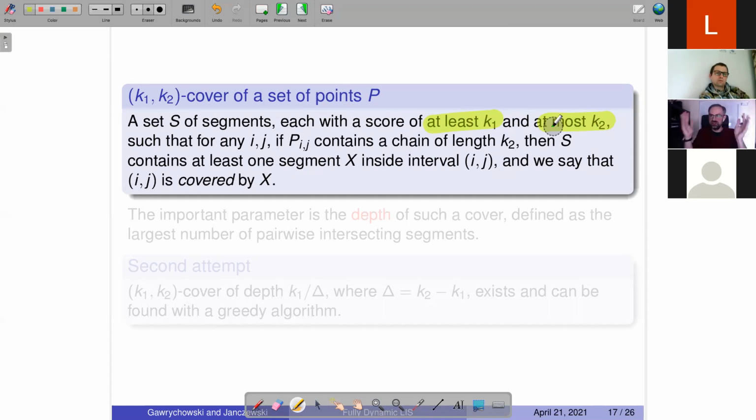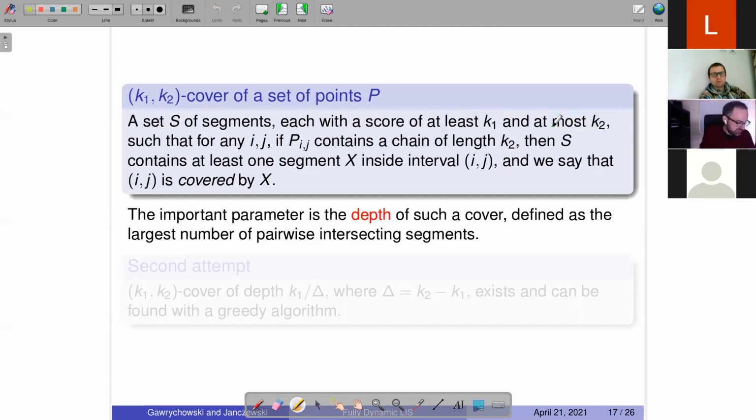Okay, so if you want to answer a query and the answer to the query is at least k2, then in your set of stored segments there should be something inside your query, and you only store segments with answer at least k1. So you would be able to say that the answer to your query is at least k1 if the true answer is at least k2. So again, there is some gap between what you output and what's really the true answer. In such a case, we say that ij is covered by this segment x. So the x can be used as a witness for your answer.